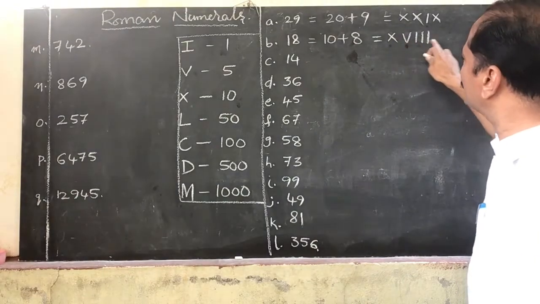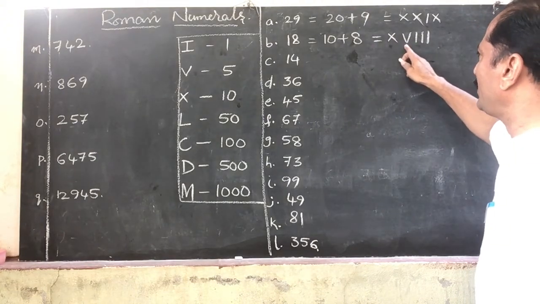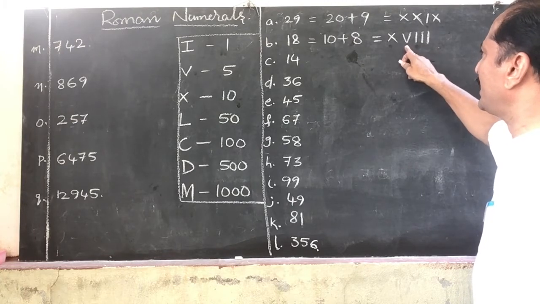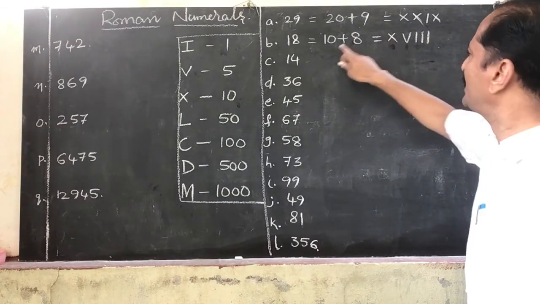That means all these are to be added. That means 10 plus 5 plus 1 plus 1 plus 1. 1 plus 1 plus 1 is 3. 3 plus 5 is 8. 8 plus 10 is 18. 10 plus 8 is 18.